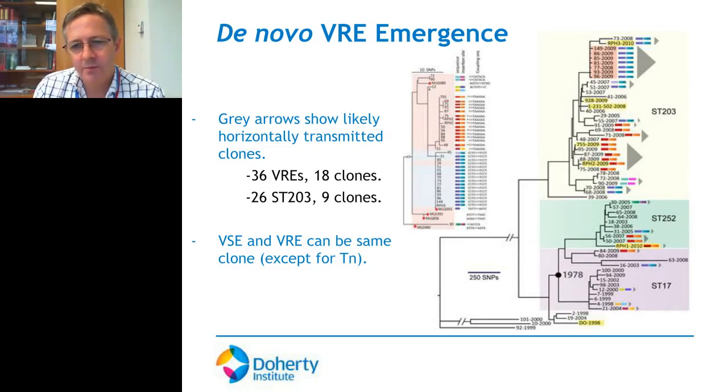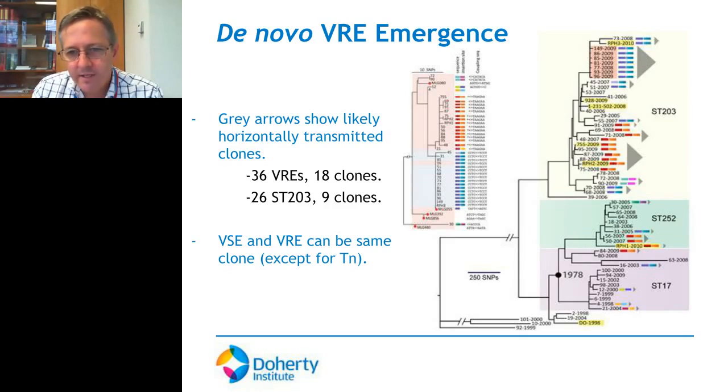And what we then did is we went through and looked carefully at the transposon characteristics and defined which of these strains or which of these isolates were new VRE clones, so that emerged independently. Each of these grey arrows here indicates a new VRE clone, and you can see from this that actually a lot of these VRE on this tree were actually new clones. So it does not suggest horizontal transmission, but rather generation of new clones of VRE.